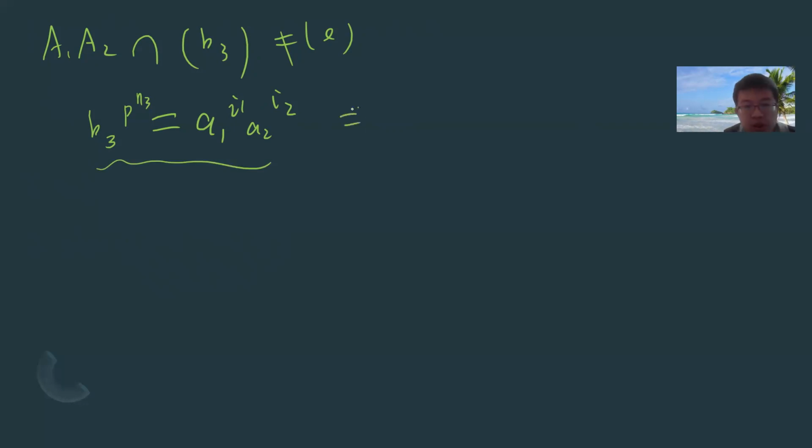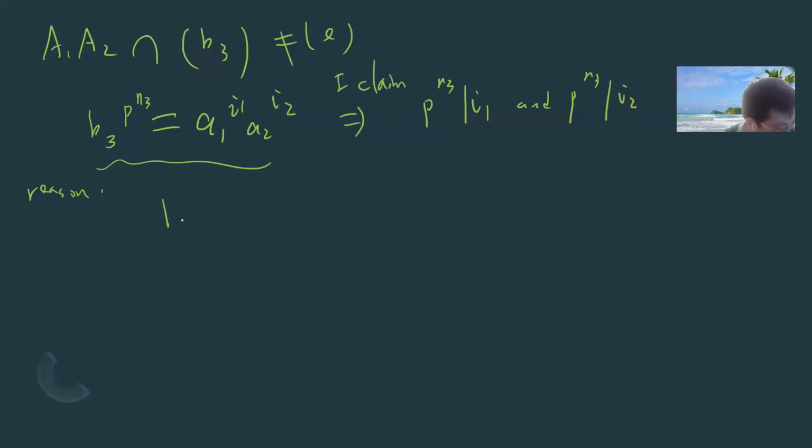Now I claim the same thing. I claim that P^N3 divides I1 and P^N3 divides I2. The reason is that I can take, let's say, P^N. Let's say B3 P^N2 must be in A1.